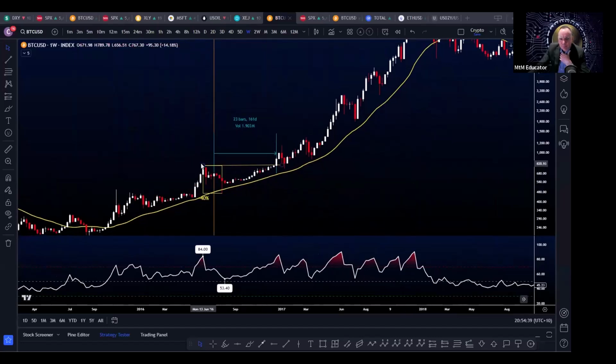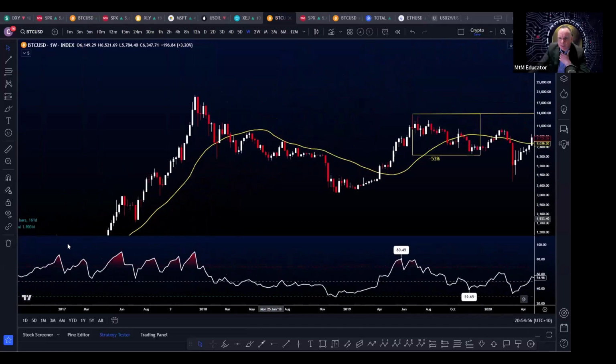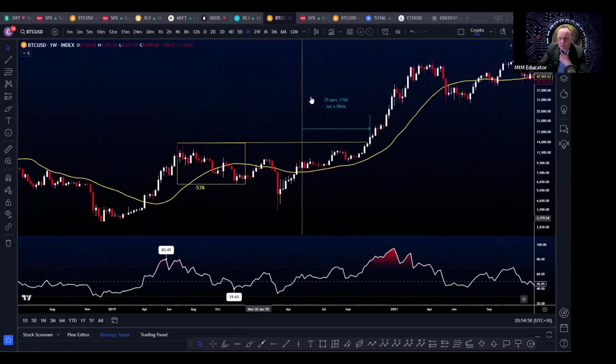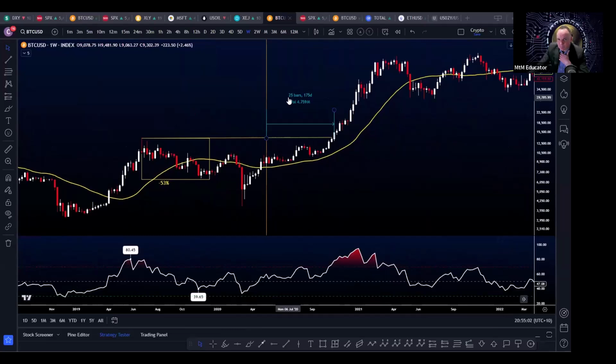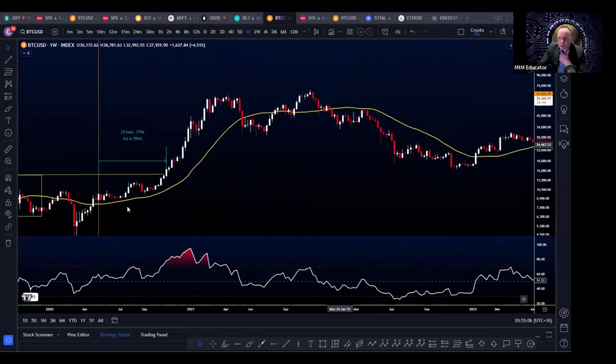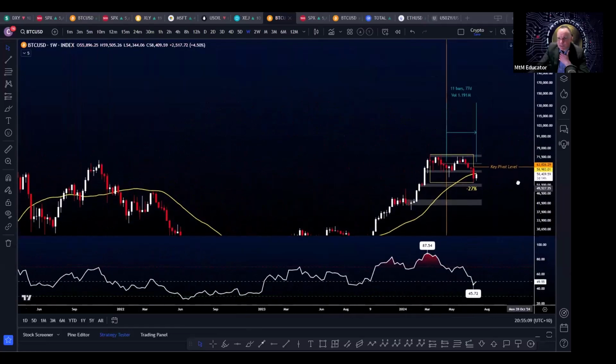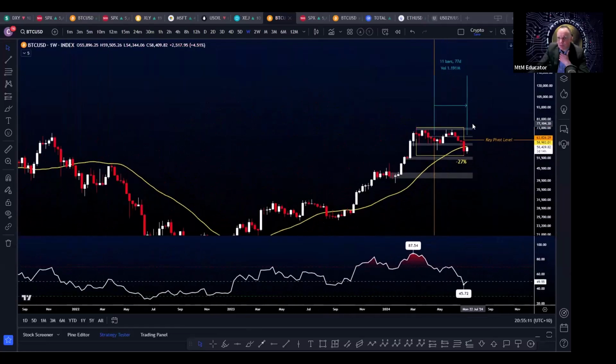If we look at where our pre-halving top was, and where the halving was, and the period of time from the halving until we took out the pre-halving top, it was 161 days, 23 weeks, back in 2016. In 2020, it took 175 days, 25 weeks, to take out the pre-halving top. So far, we're only 77 days, 11 weeks past the halving.